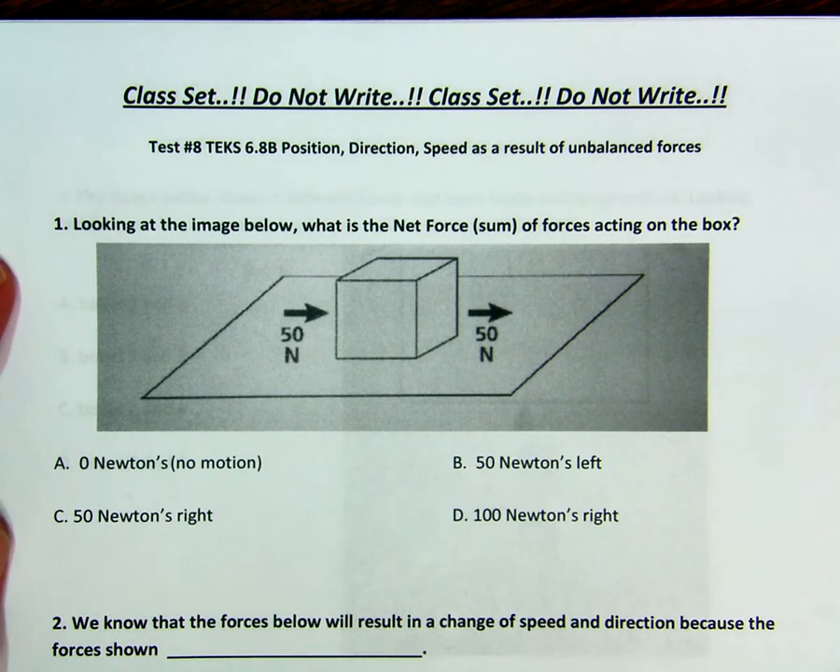All right, you're about to take test number 8, which is test 6.8b over position, direction, speed as a result of unbalanced forces. So we're going to go ahead and get started.